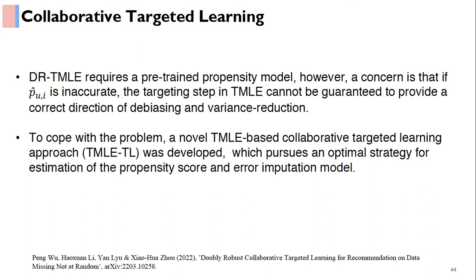However, a concern is that if the estimate of the propensity is inaccurate, then the target step in TMLE cannot be guaranteed to provide a correct direction of debiasing and variance reduction. To cope with this problem, a novel TMLE-based collaborative target learning approach is developed, which pursues an optimal strategy for estimation of the propensity and error imputation model.